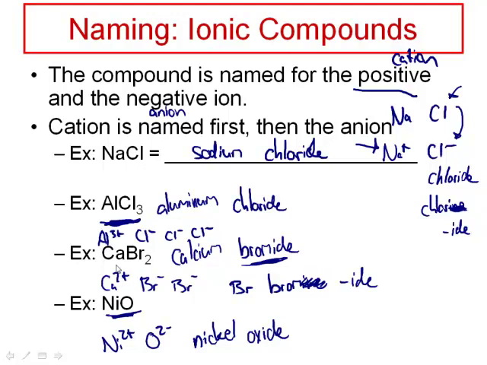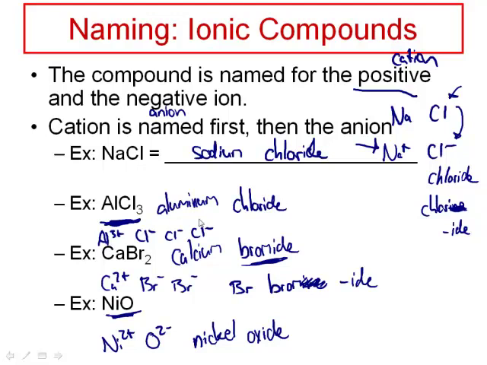In calcium bromide, the calcium is a 2+ ion, each bromide is a 1-, so we have 2 negative charges and 2 positive charges. That again adds up to 0. And this last one here, nickel oxide: the nickel 2+ ion has a positive 2 charge, the oxide ion has a 2- charge, and altogether that adds up again to 0. There we go. So that's how we name ionic compounds.